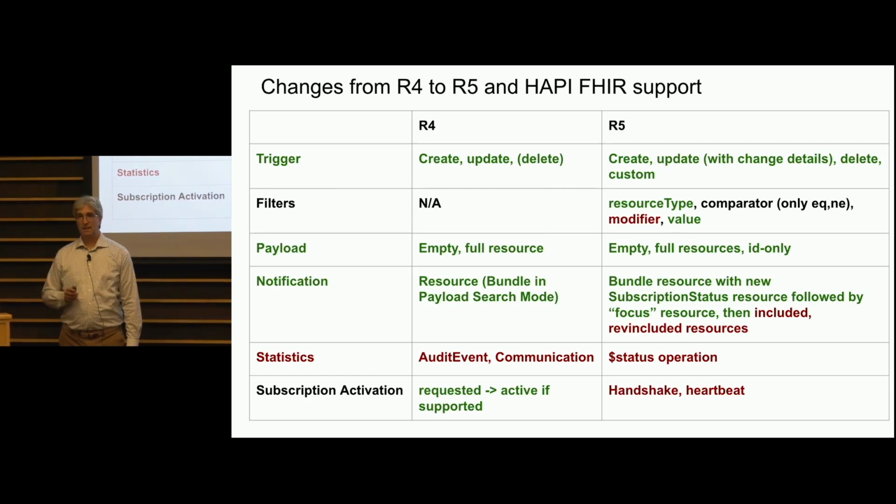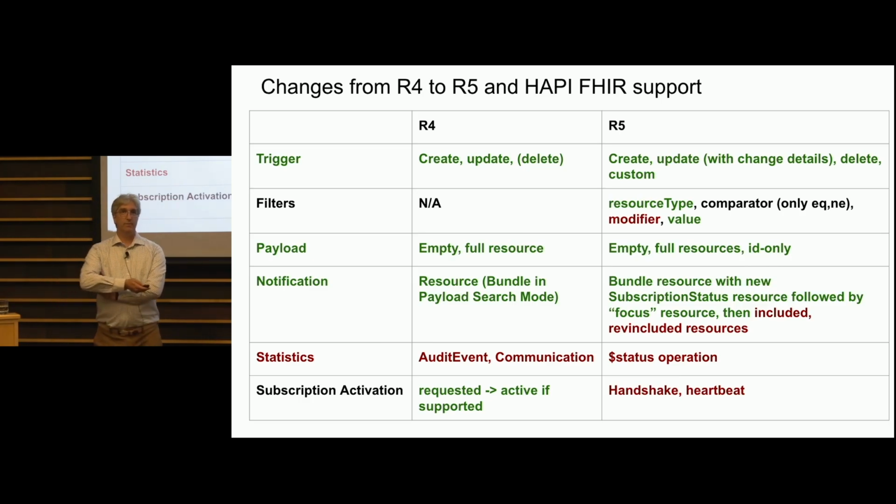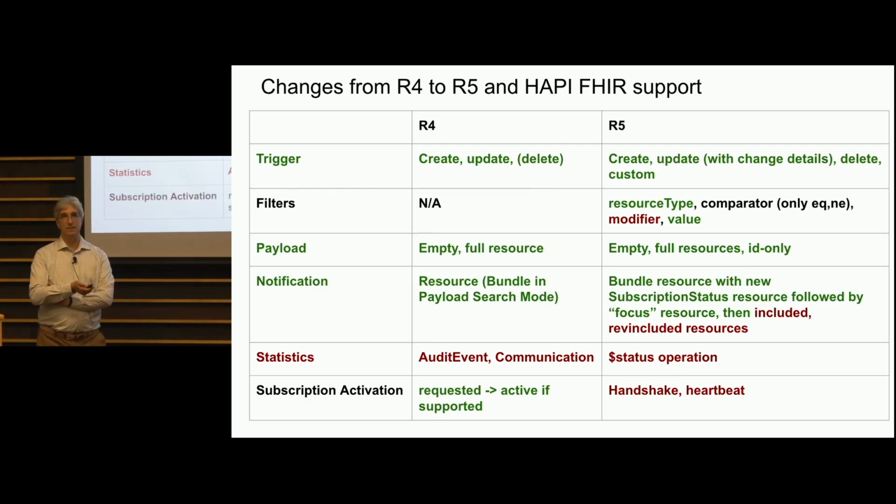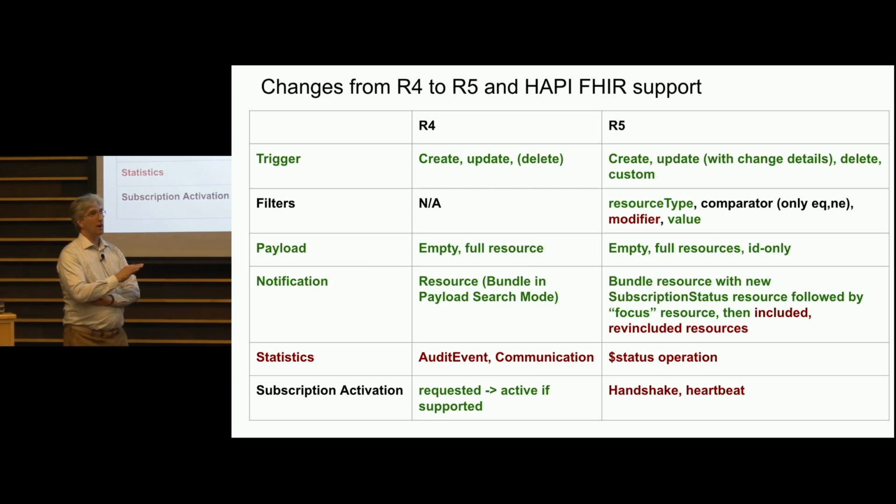And then next thing to talk about is statistics. So the FHIR specifications provide specs for how you can ask the server about how many subscriptions were delivered, for which subscription resources, those sorts of metrics. We haven't implemented that in R4 or R5.